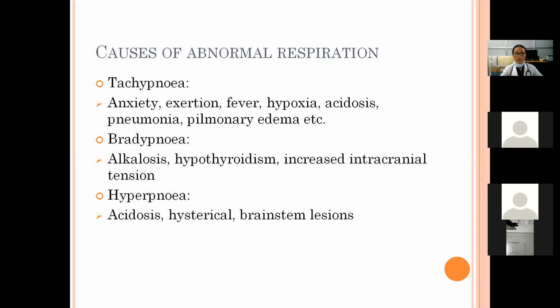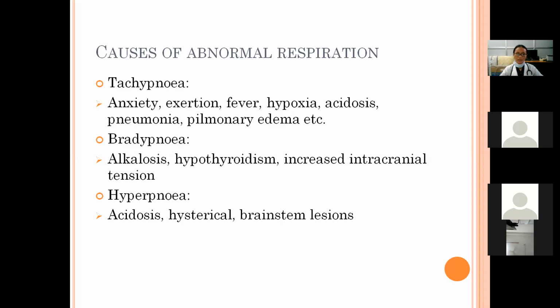So just to look at a few causes of abnormal respiration. Tachypnea was described in the previous slide for the age groups. If the child is having tachypnea, what could be the causes? Anxiety. If the child is anxious, if the child is scared of you, there's white coat anxiety, the child can have tachypnea. Even if there is no other physical pulmonary or cardiovascular illness, the child might have tachypnea if he is anxious.